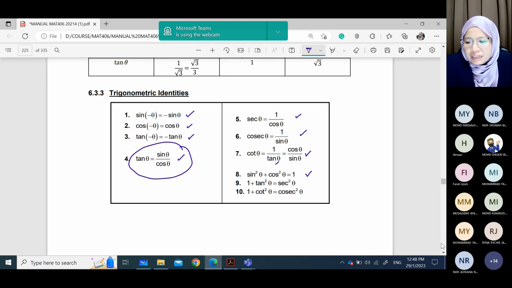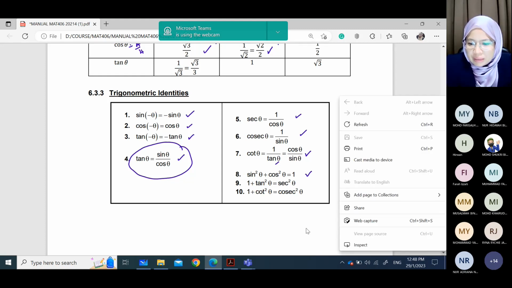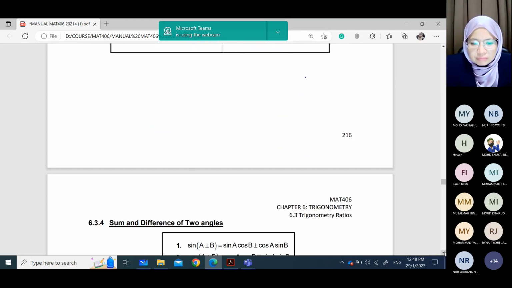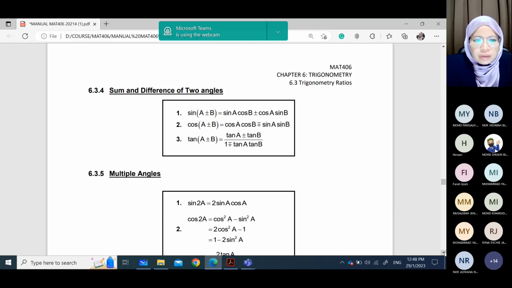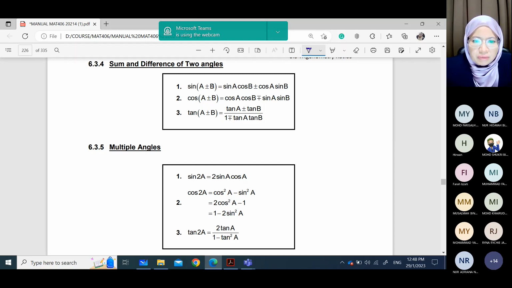Biasa identity ni diberi dalam exam, lampiran yang last kali ada bagi dalam tu. Okay? Right, so trigonometric. Okay, so this one is sum and difference of two angles. Okay, kita ada angle yang berbeza. So sin A plus minus B equivalent with this one.